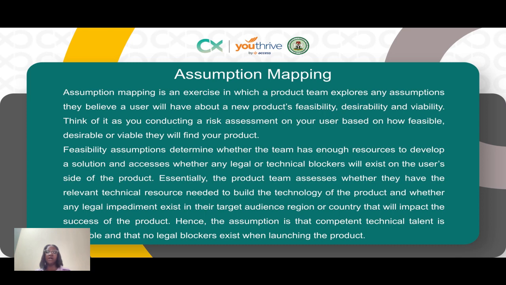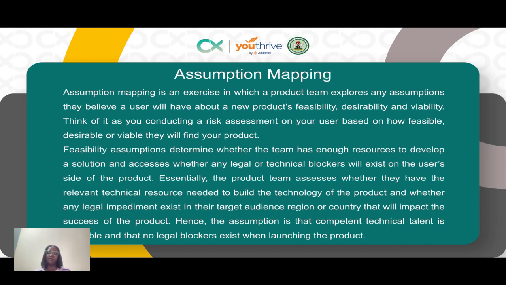This is where you explore any assumptions you feel your user will have, and when you've done assumption mapping, you document it on your priority. But for now, you just think of it as conducting a risk assessment on your user, based on how feasible, desirable, or viable you think they will find your product.